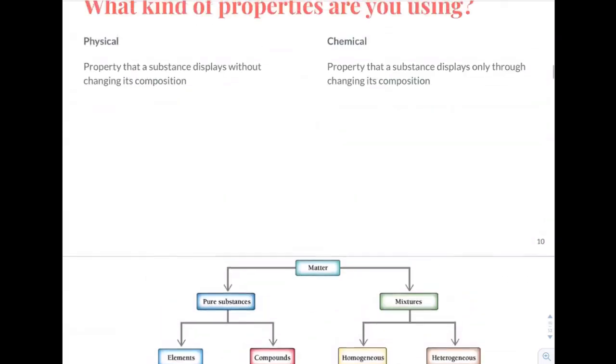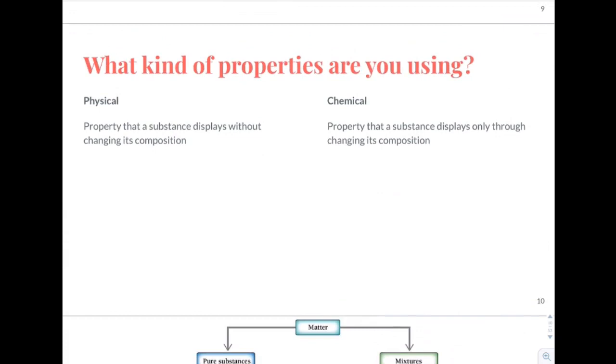So let's back up really quick. What kind of properties are we going to be using to classify things? There are two different types of properties that we're going to look at: physical properties and chemical properties, and you need to know the definition of these two. Physical properties allow you to observe or measure that property without changing what the thing is.